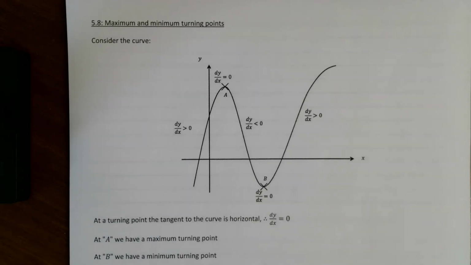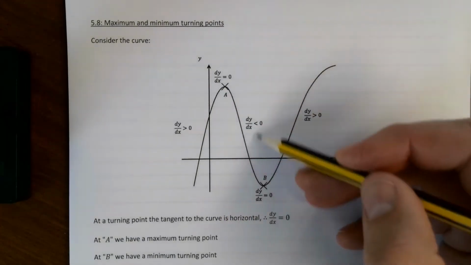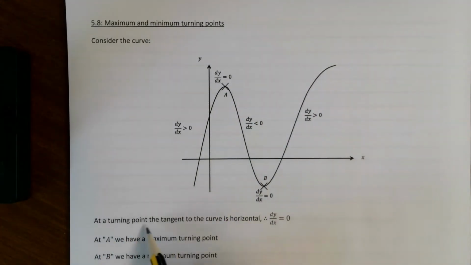This is GCSE Further Maths Pure. We're on chapter 5, differentiation, and we're now going to start to look at maximum and minimum turning points. So if we consider this curve here, goes up like this, down like this. At a turning point, the tangent to the curve is horizontal, therefore dy by dx is 0.